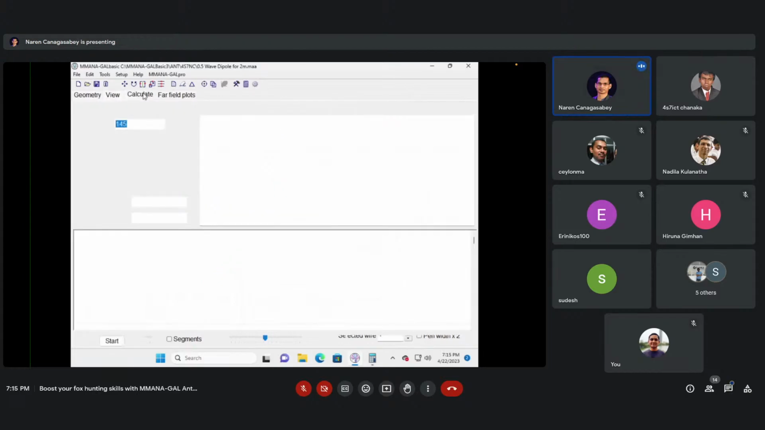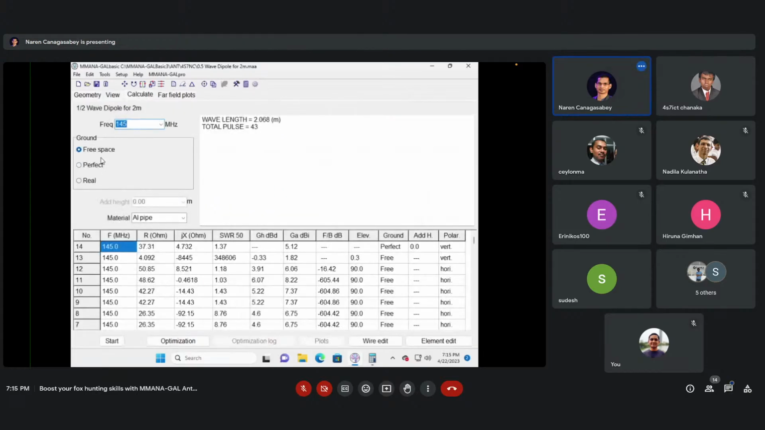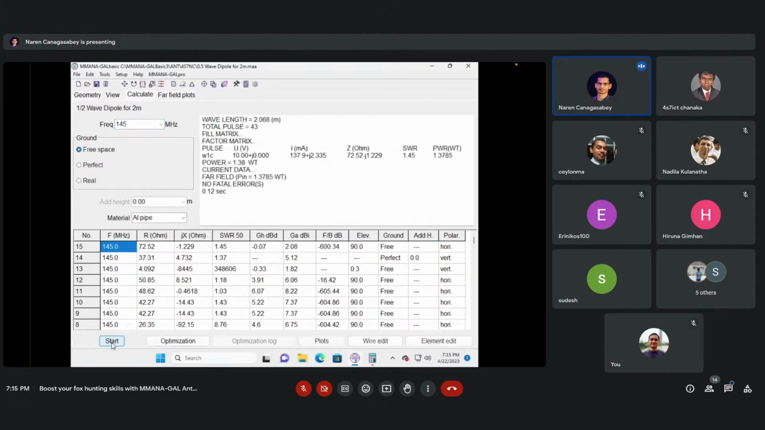Right. And here we move on to calculation. So here I'm going with free space. And I'm going to start the model. Yeah. So this gives me an SWR of 1.45, and you can see dBd is minus 0.07 and dBi is 2.08. So this is what I actually meant by dBd equals 2.15 plus dBi.